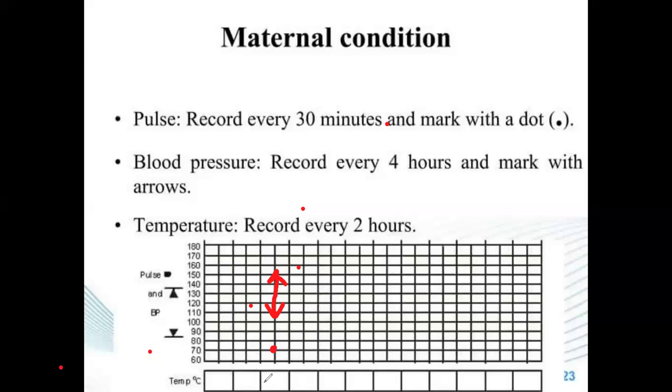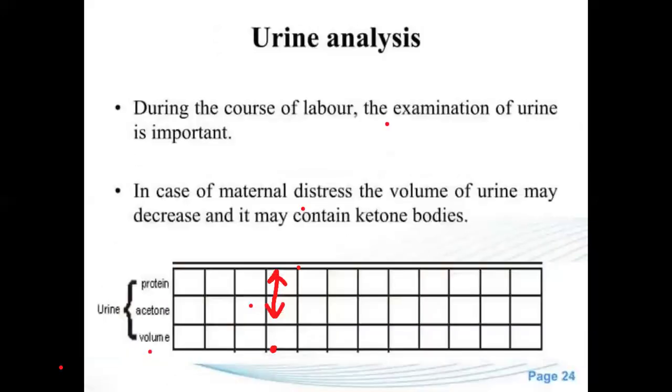Similarly, in the same line, you need to chart the temperature. We don't want the patient to have a fever, but the mother might have pyrexia, so we need to do the charting. If there's an increase in temperature, it represents that the mother might have a fever or infection. So now you're clear with this. Let's move further. This is an exercise also.